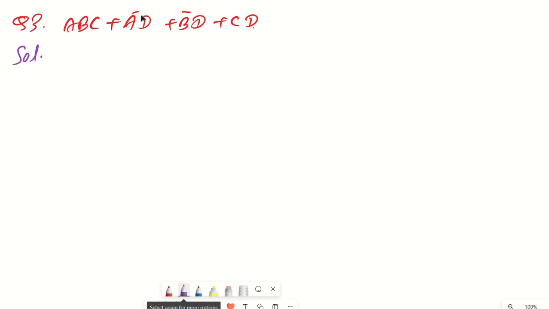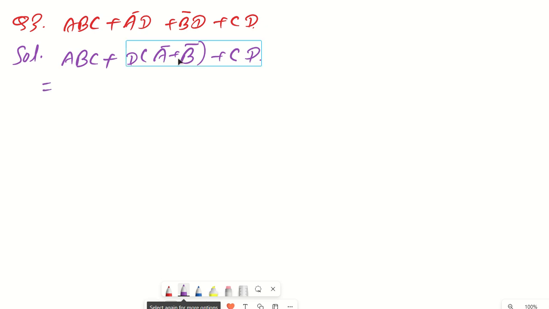So I can see that my D is common to both the terms in the middle, because if I try to see consensus theorem wise, this term can be made a single term, right? So I will try to do that. So let us say I will do it like this: ABC plus, I will take D common, then it will become A bar plus B bar, plus CD. Okay. Now you know A bar plus B bar is AB whole bar, right? So by that I can try to use it as ABC plus D times AB whole bar plus CD.